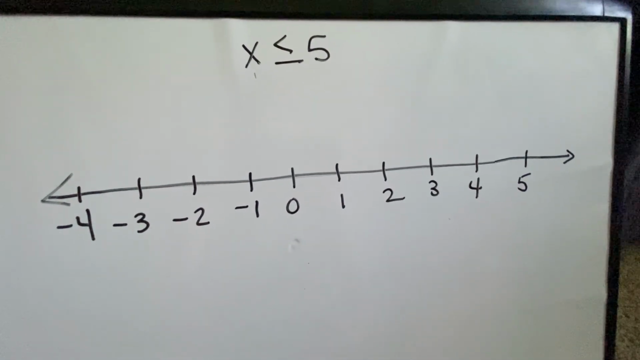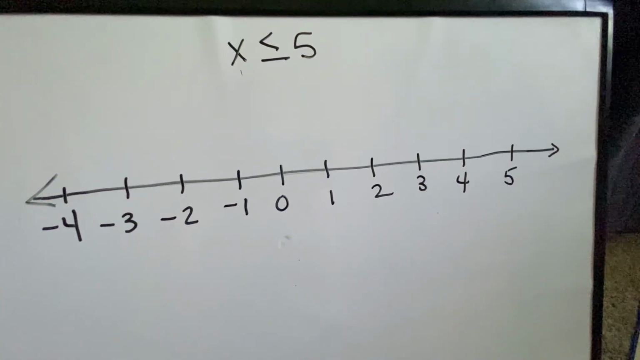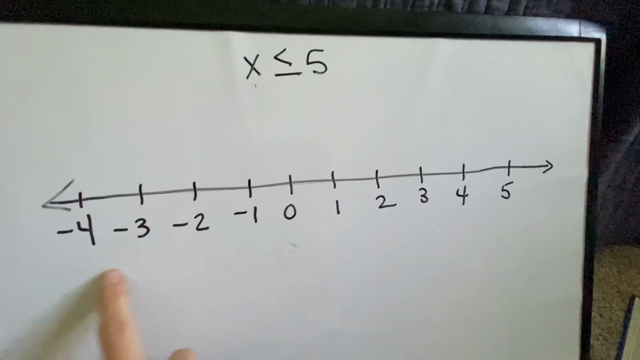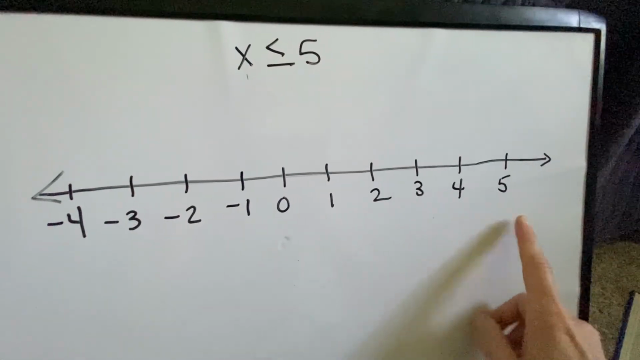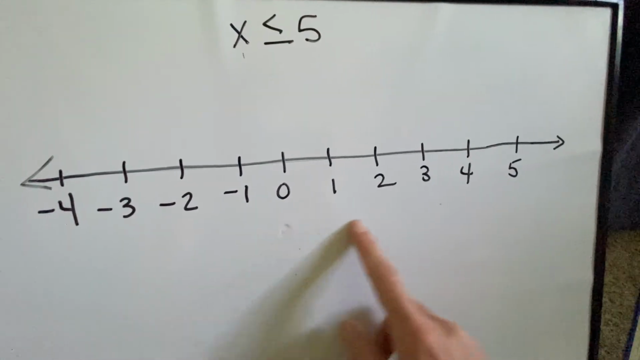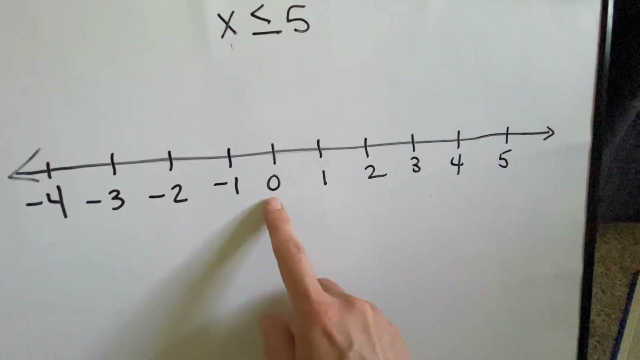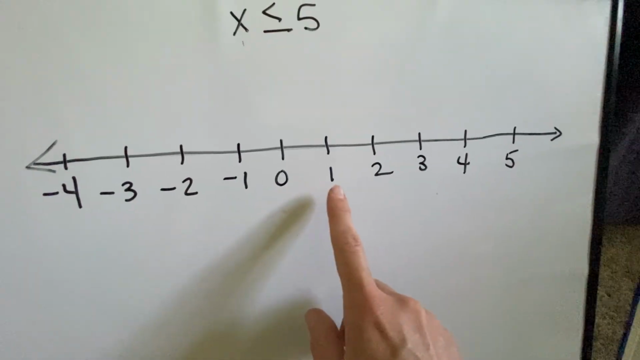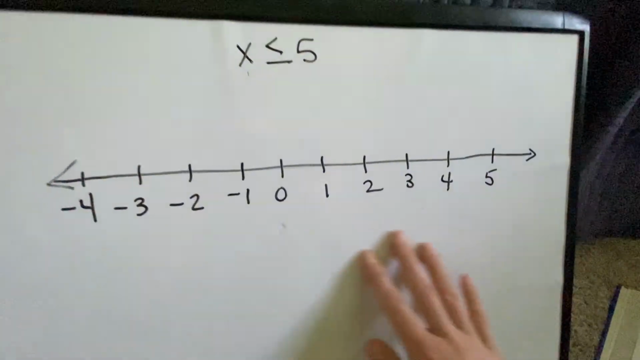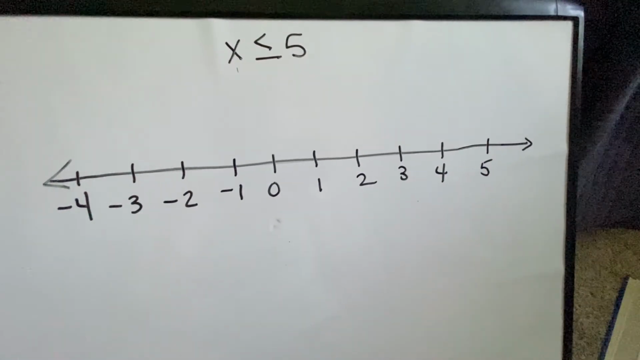All right, so let's say that we have this as an example. X is less than or equal to 5. We have to draw our number line right here, which is just a line. You put your hash marks in and you start labeling your lines. So this is 0, 1, 2, 3, 4, 5, -1, -2, -3, -4. I'm pretty sure most all of you know how to do this.